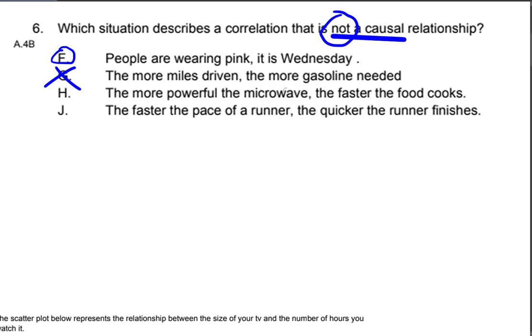Okay, the more powerful the microwave, the faster the food cooks. That is, in fact, a causal relationship as well. You have more microwaves irradiating your food, making those H2O molecules spin like tops and rub in friction. And so, yes, it will cook faster.